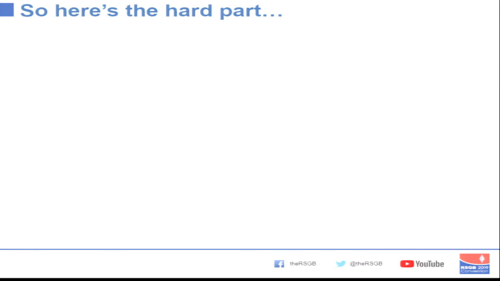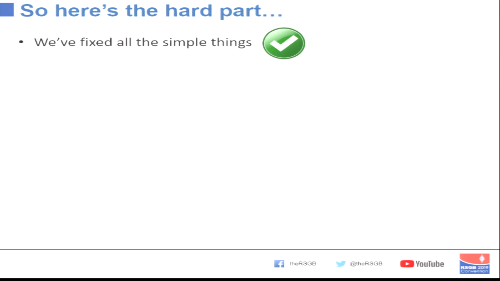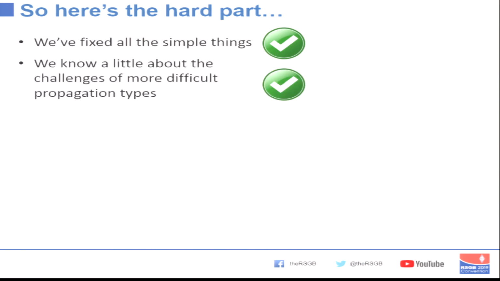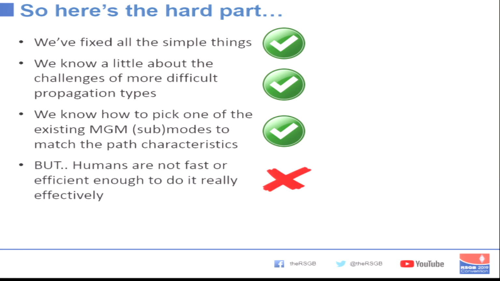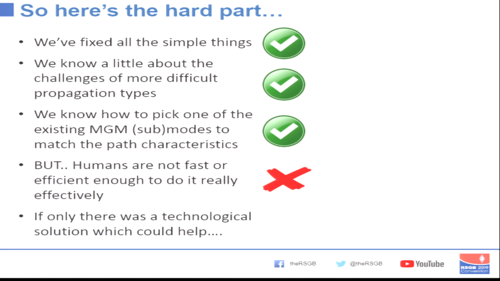So, here's the hard bit then. We've fixed all the simple things. We know a little bit more about the challenges of why these things are not altogether easy to decode, and we know how to pick one of these submodes to match the path characteristics. Humans cannot do it fast enough. So, wouldn't it be nice if there was a way of doing that? If only there was a technological solution.